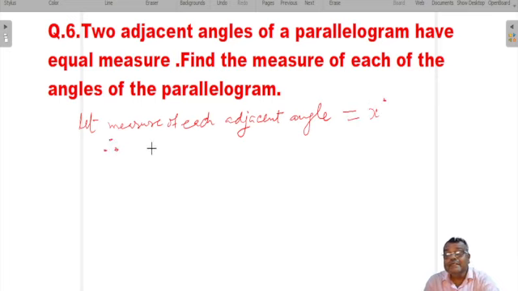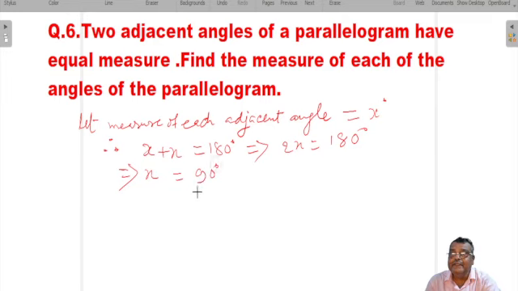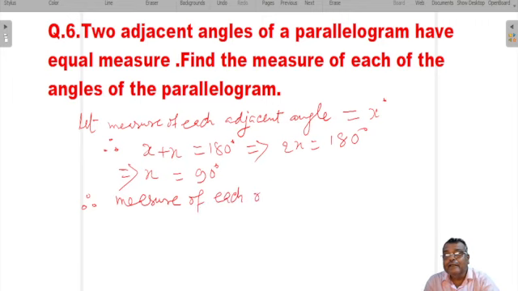Therefore, the sum of adjacent angles is supplementary. So x plus x is equal to 180 degrees, and so 2x is equal to 180. That is why x is equal to 180 divided by 2, which is 90 degrees. So the measure of each of the angles of the parallelogram is 90 degrees.